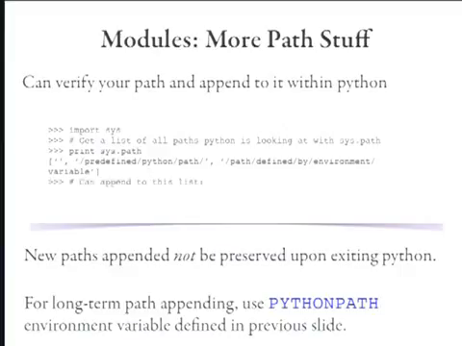You can also append to this list if you want to add a new path within the current instance of Python. You can just add to this list, and then this will be added to your path. But this goes away once you close down Python for this instance. So if you want something to be permanently within your Python path, you'll want to set it up as an environment variable.